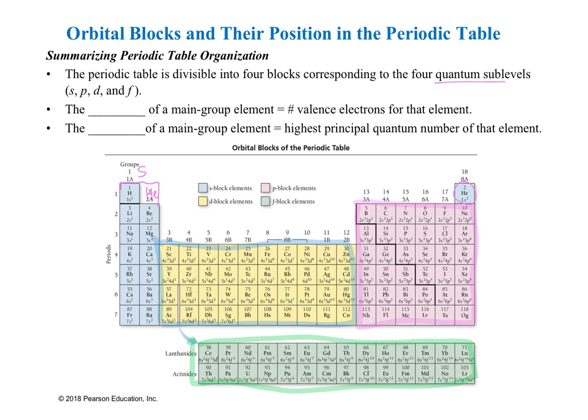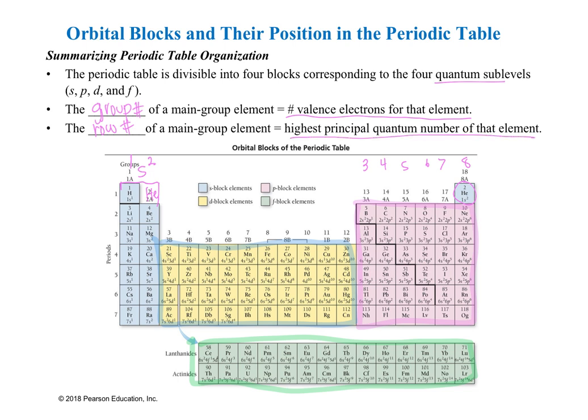So the group number tells us how many valence electrons for that element, specifically of main groups. So if it's in group 1, it has 1 valence electron. If it's in group 2, it has 2. If it's in group 3A, it has 3. 4A, 4, 5, 6, 7, 8. That's how many outer electrons there are. The row number tells us the highest principal quantum number, so that basically the energy level.